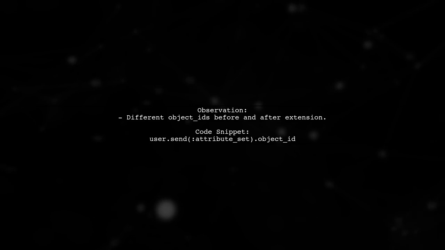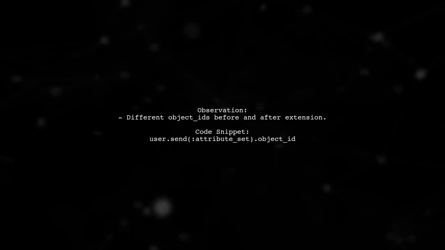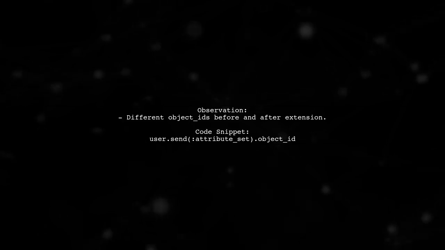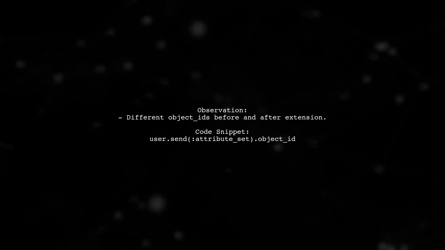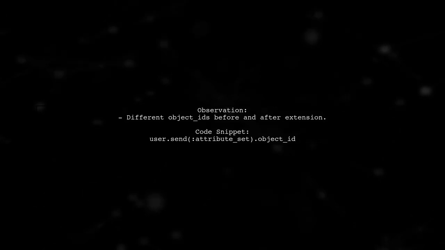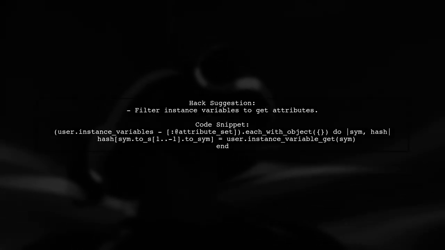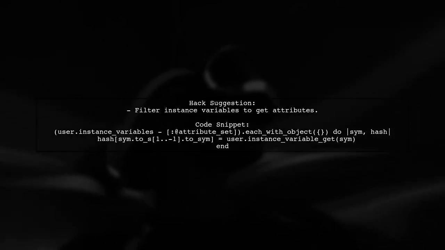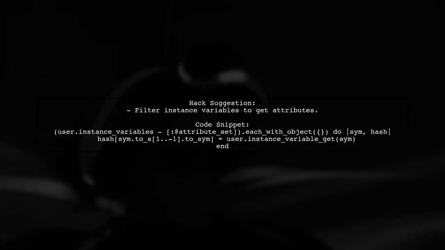Before and after extending, the object ID of the attribute set changes, indicating they are different objects. This affects how you access attributes. A workaround to access all attributes is to filter out the attribute set from instance variables and create a hash of the remaining attributes.